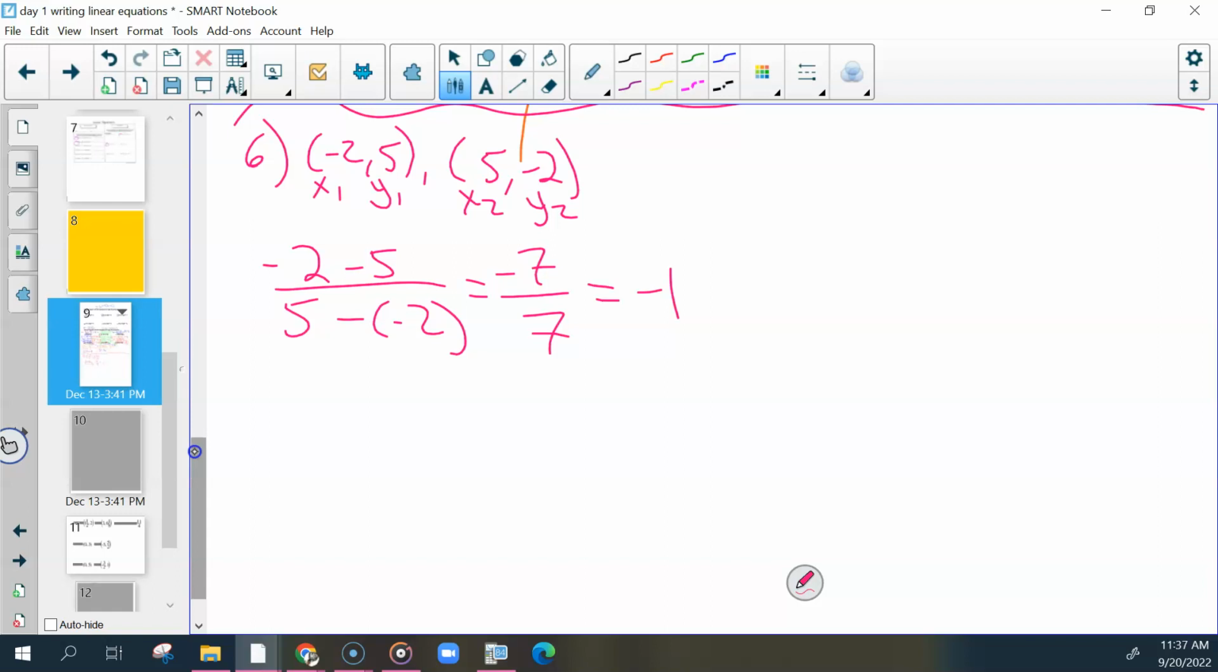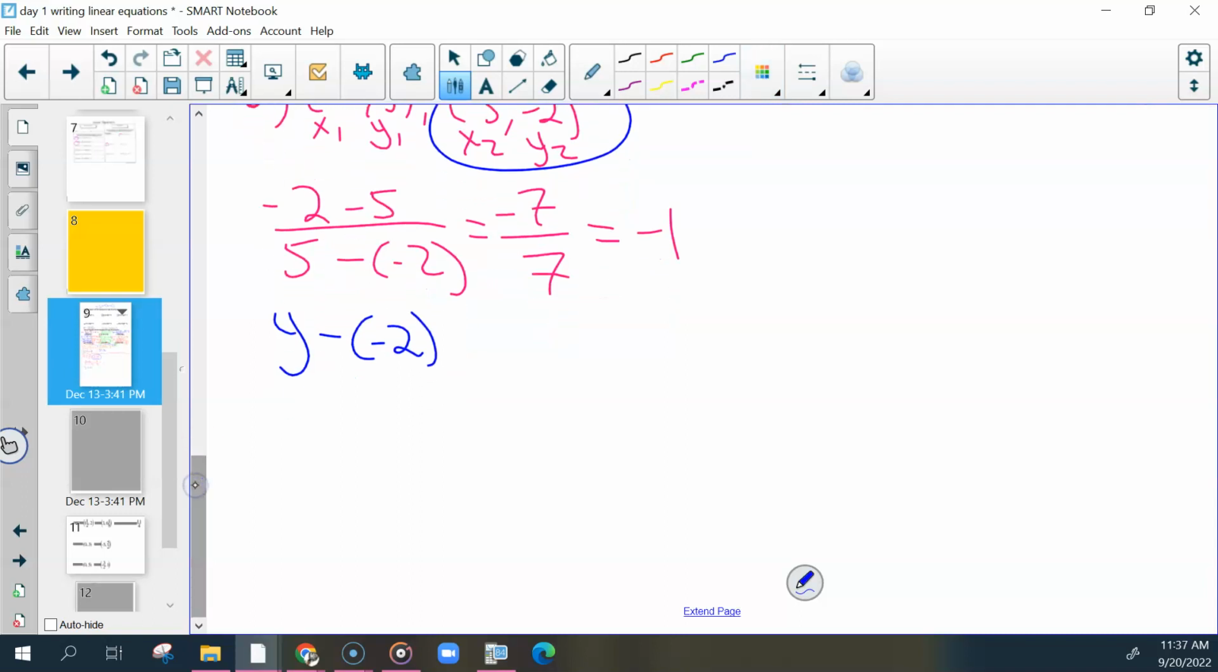Okay. So if we're using the second point, we would have y minus our y2 equals our slope of negative 1, x minus our x1. Then, as before, we can make this plus and distribute at the same time. So y plus 2 equals negative 1x plus 5.